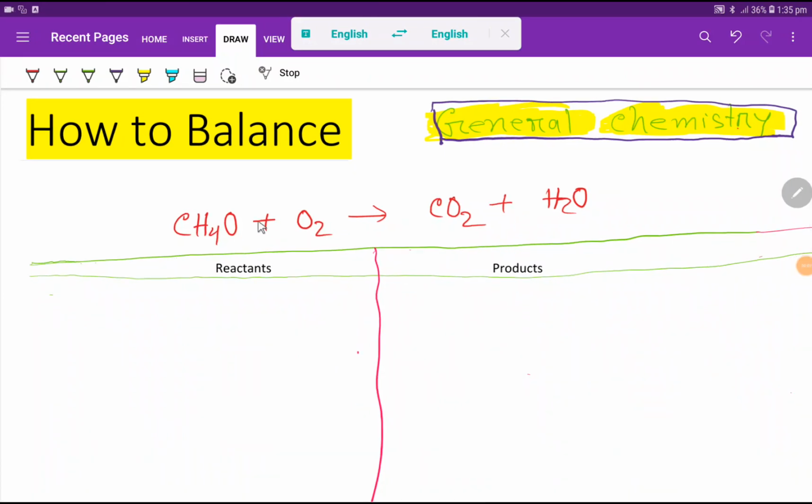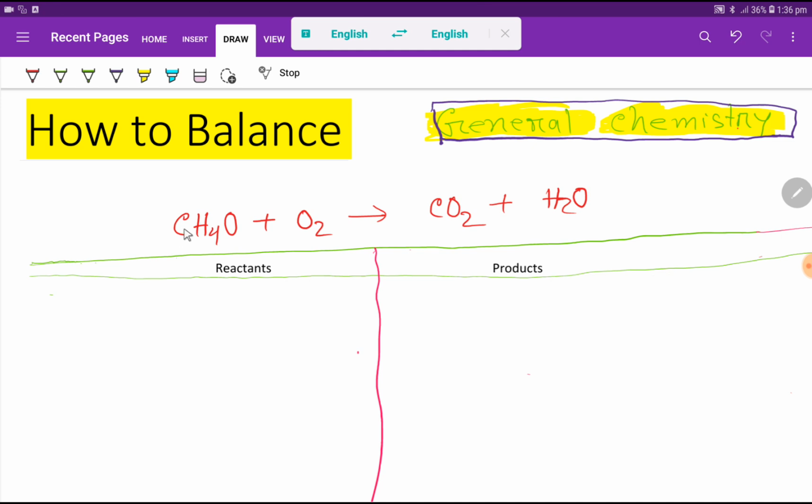Welcome to this class. Today we are going to balance this reaction. This is methanol, this is oxygen, this is carbon dioxide, and this is water. To balance this reaction, at first we have to draw a table like this. This is the reactant side and this is the product side.